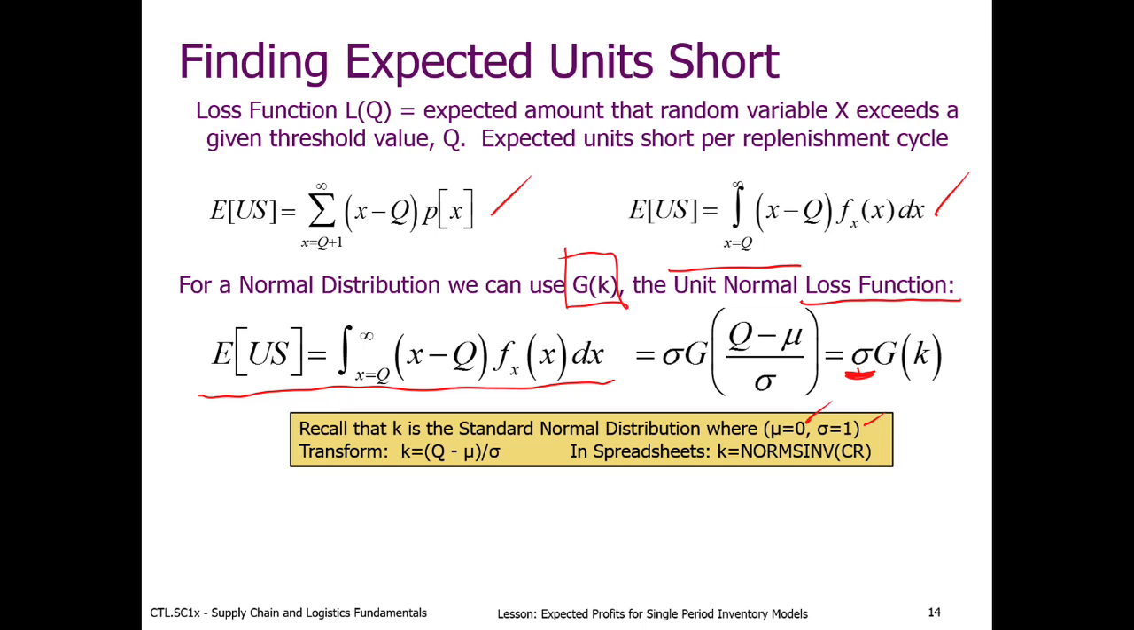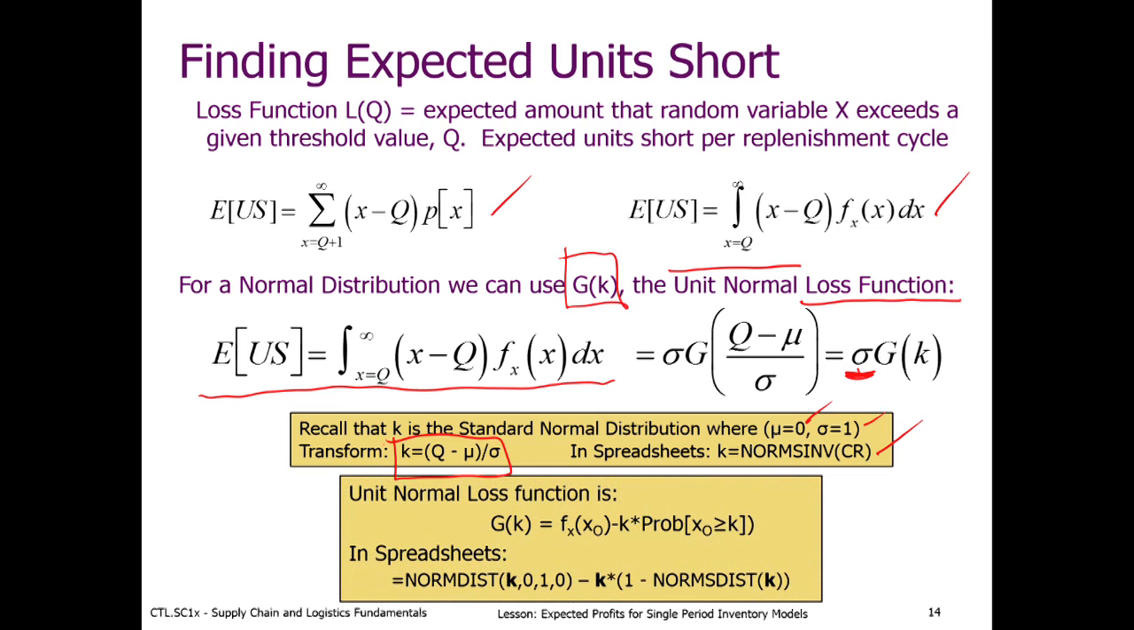And so I'm just simply going to transform, and k is equal to Q minus the mean of my distribution, divided by the standard deviation. And in spreadsheets, whether it's Excel or LibreOffice, the function is just NORM.S.INV of the critical ratio, and that will give you the k value.